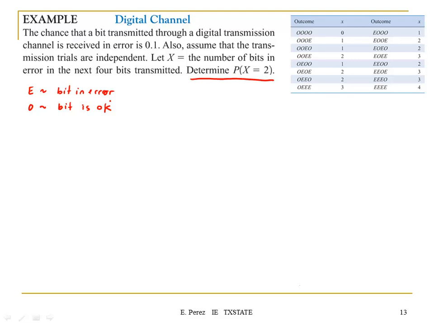So the outcome of the experiment can be represented with 4 letters.